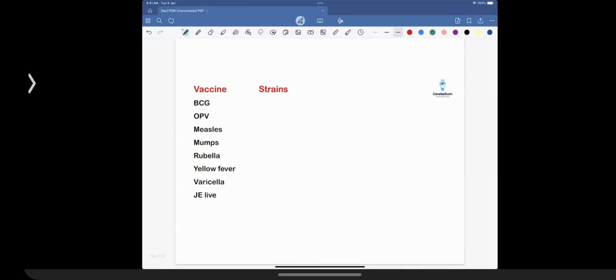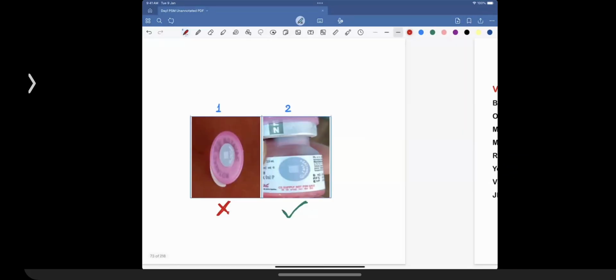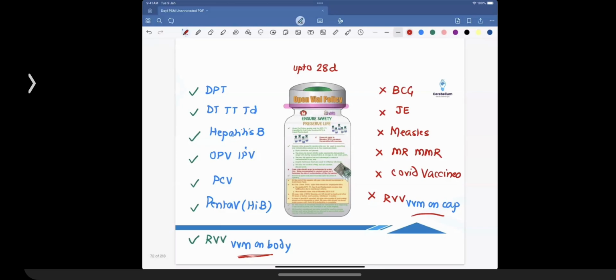Okay. Vaccine strains. Quickly tell me, because this is purely an answer based question. If nothing is mentioned, what should I mark? If nothing is mentioned, then open vial policy is not applicable, right?